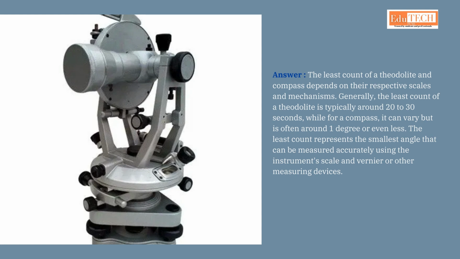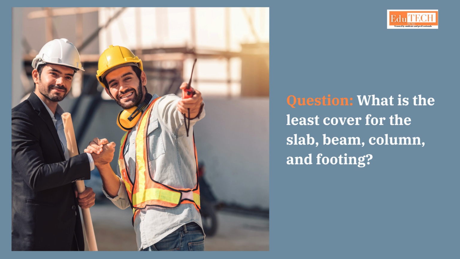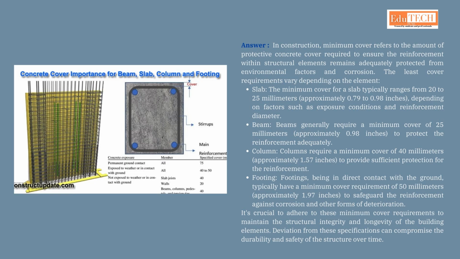Question: What is the least cover for the slab, beam, column, and footing? Answer: In construction, minimum cover refers to the amount of protective concrete cover required to ensure the reinforcement within structural elements remains adequately protected from environmental factors and corrosion. The least cover requirements vary depending on the element. Slab. The minimum cover for a slab typically ranges from 20 to 25 mm, approximately 0.79 to 0.98 inches, depending on factors such as exposure conditions and reinforcement diameter.